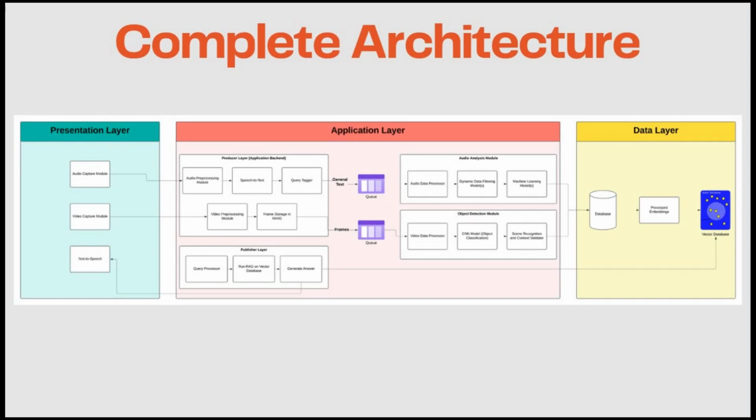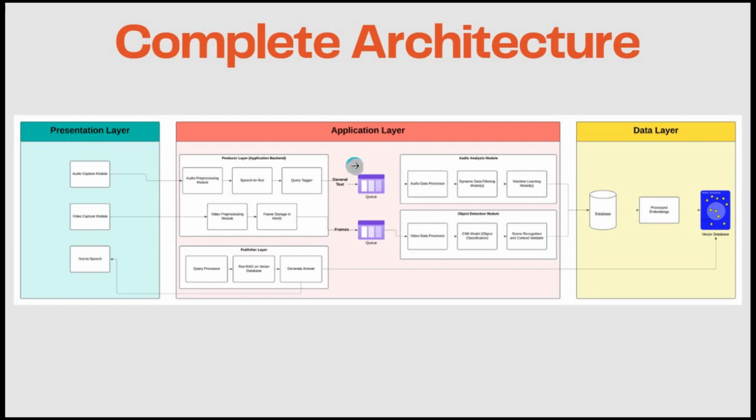We've organized the system into three main layers: the presentation layer, the application layer, and the data layer. The presentation layer is to capture the user input. This is where the user interacts with the system. We have audio and video capture modules. These take in what the user says or sees. There's also a text-to-speech module to speak back to the user and give any answer to their queries. For example, if the user says, "Where are my keys?" the audio is captured here and sent to the next layer.